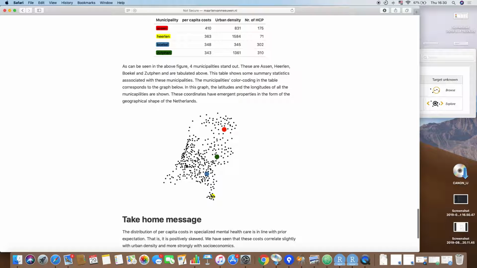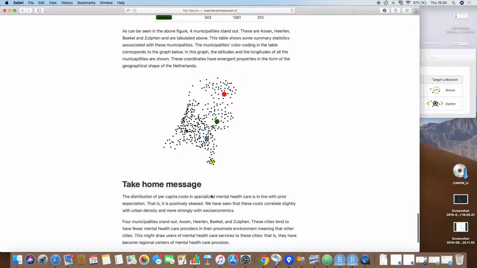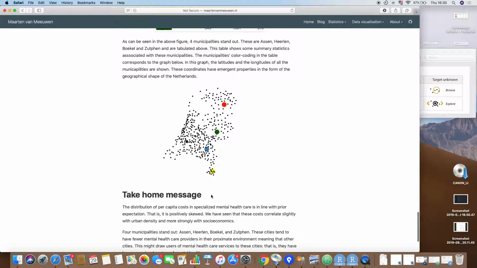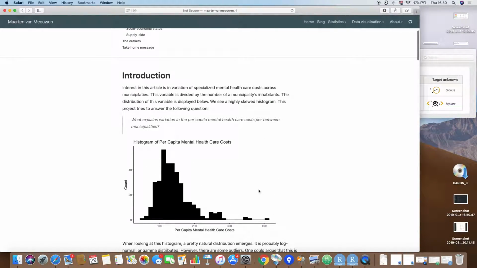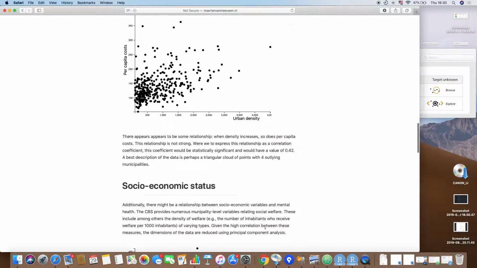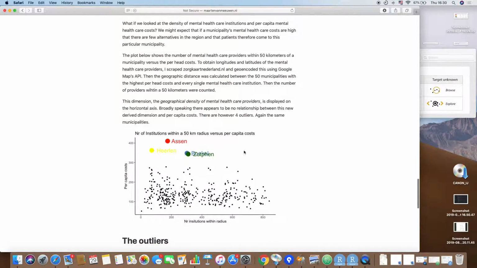So the take home message, at least what I would want people to take home, is that the histogram is a fairly normal histogram, but there are these four outliers. And I think these outliers are outliers because of this plot here. There are not that many healthcare institutions in their area, within that 50-kilometer radius. So people in that area would have to come to those municipalities to receive care, which inflates per capita mental health care costs in those specific municipalities.